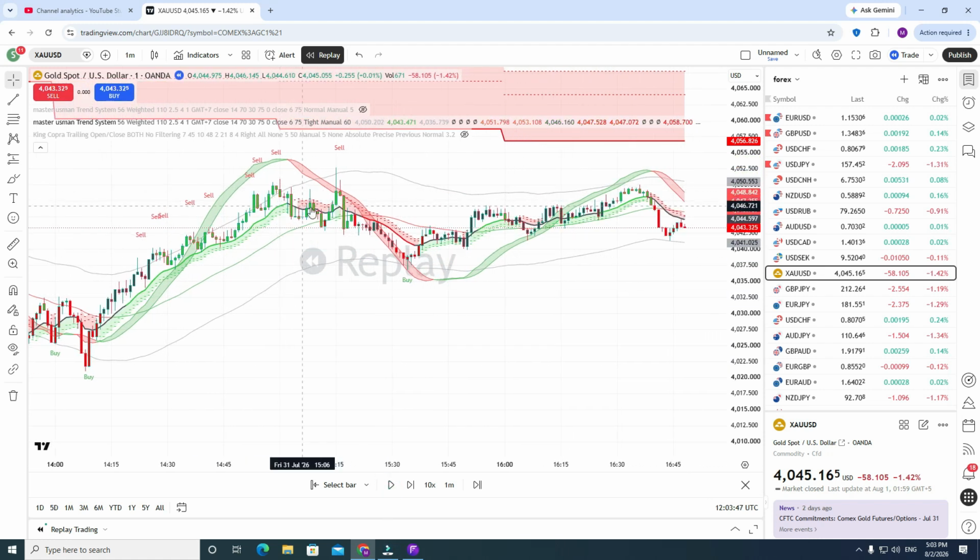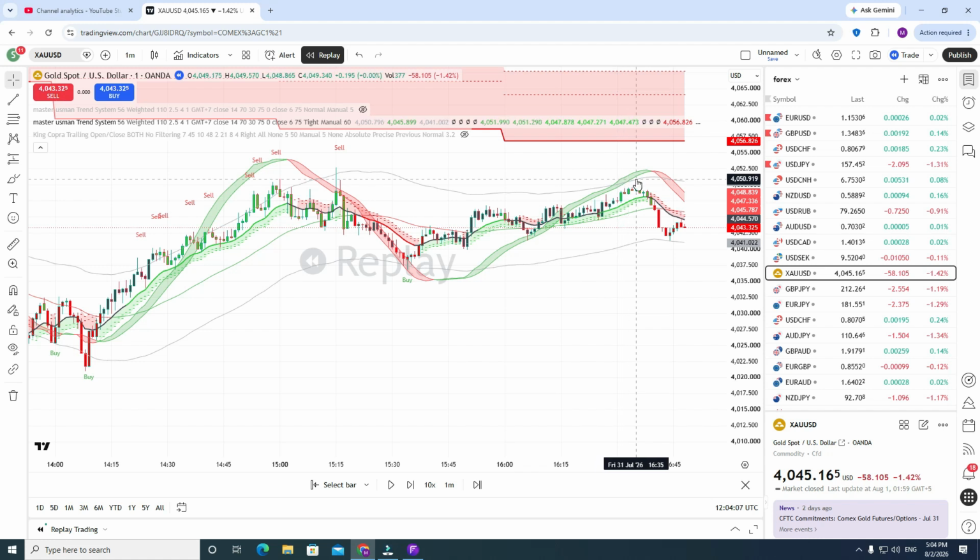Okay, here you can see your entry was at this point. Because the candle closed, why did I not say you can take entry? Because I said take entry at this point, or you can take entry at this point. Then you can see you got amazing profit.